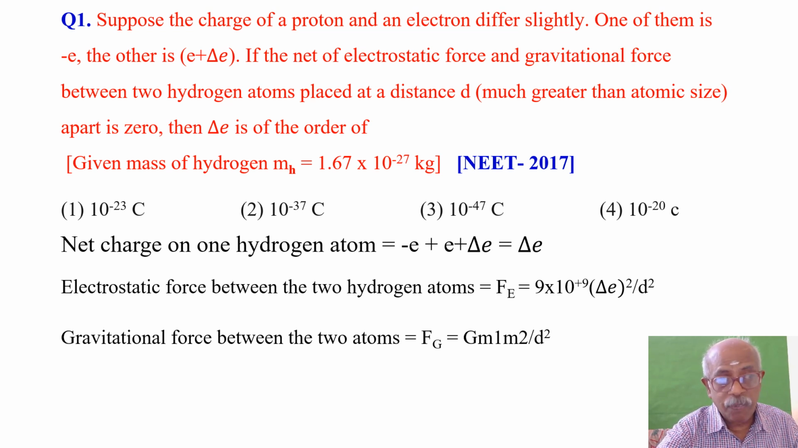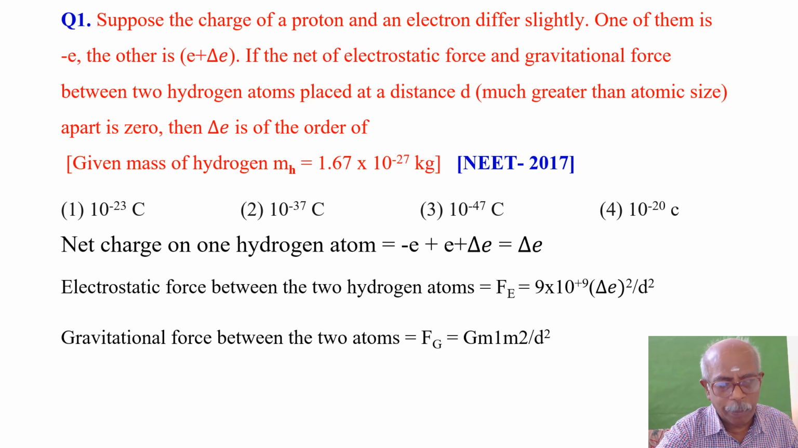If the net of the electrostatic force and the gravitational force between two hydrogen atoms placed at a distance d apart is 0, so the net electrostatic force and the gravitational force between the hydrogen atoms is 0. Here d is much greater than the atomic size. Then delta e is of the order of how much?